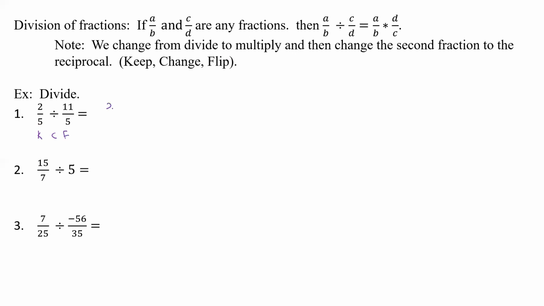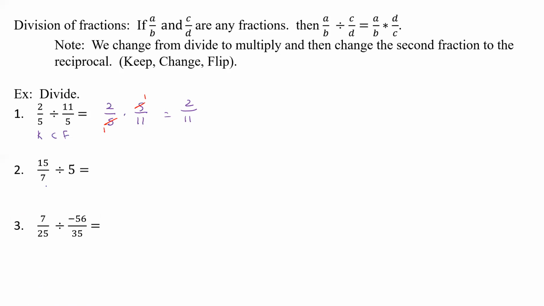So if we do that, that becomes 2 over 5 times 5 over 11, because we just flip this one over and change it to multiply. Now, we've been doing this already before, and so that cancels that. Those are both 1. And so now what do we have? Well, we just have 2 times 1, which is 2, 1 times 11, which is 11. So 2/5 divided by 11/5 is going to give us 2/11.